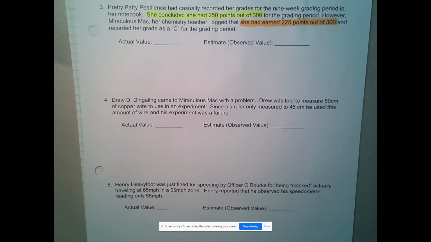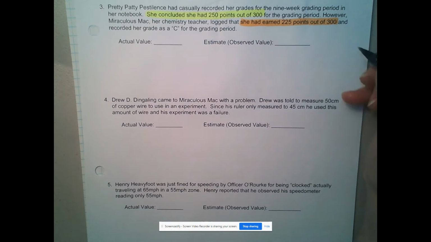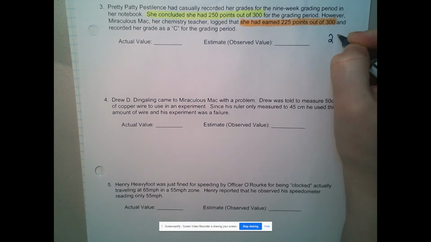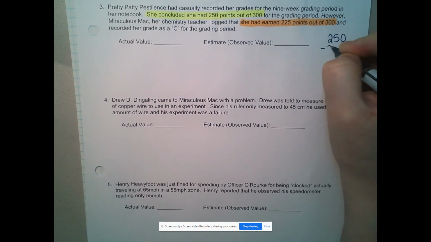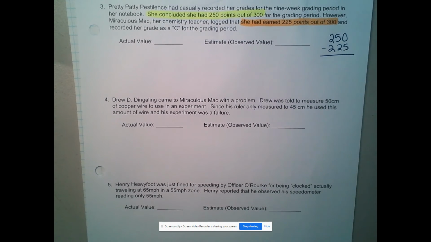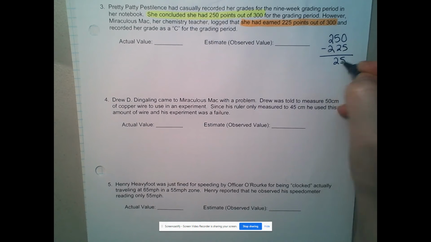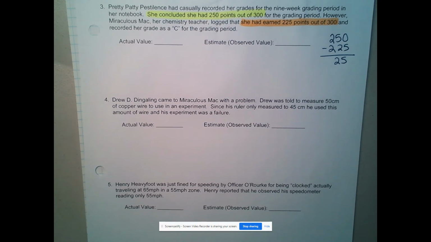Now, I will tell you that out of 300 bit, that is going to throw you off. You notice they're both out of 300. So the part that you're finding the difference between is she observed that she had a 250. She actually had a 225. Those are the numbers we're finding the difference between. The 300 actually does not come into play for us.